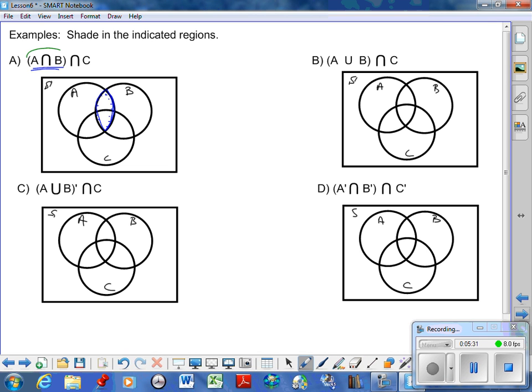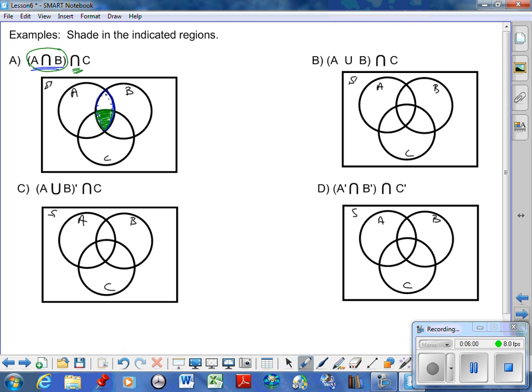I'm going to take my answer from the brackets, which is my blue in the picture, and I'm going to find where it intersects with C. So my blue overlaps with C in this area here. And I can color this in because it's the final answer. So that is where A and B and C would intersect, is right there. So you go through and you do it one step at a time.